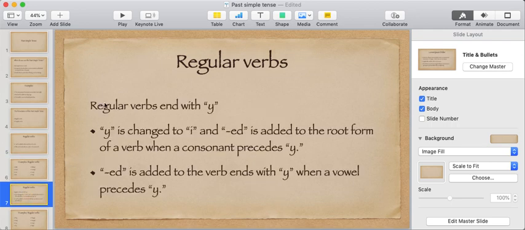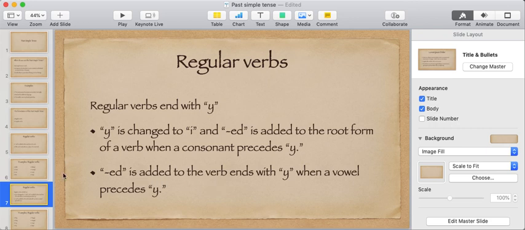Next, regular verbs that end with y. If a verb ends with y, the y is changed to i and we add ed to the root form of the verb. This applies when a consonant precedes the y. You're going to see some examples in a minute. And there's another kind of y. The ed is simply added to the verb that ends with y when a vowel precedes the y.